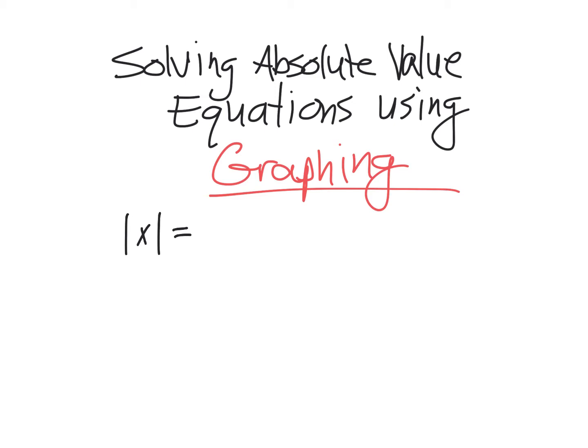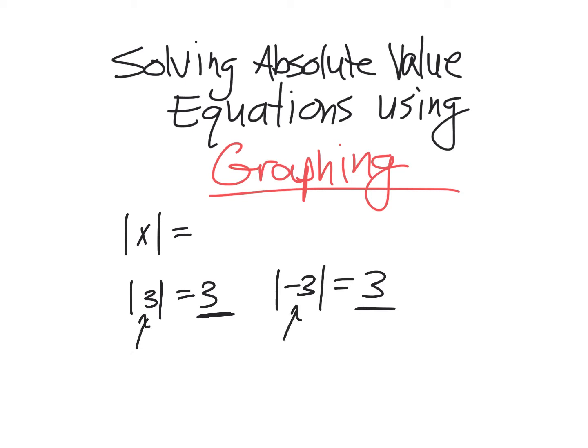For instance, absolute value of 3 is 3. Absolute value of negative 3 is also 3. Because either number will give you a value of 3, when you graph absolute value of x, it's going to make a V graph. The reason it does is that you have multiple values on either side, 3 or negative 3, that will give you a value of 3.